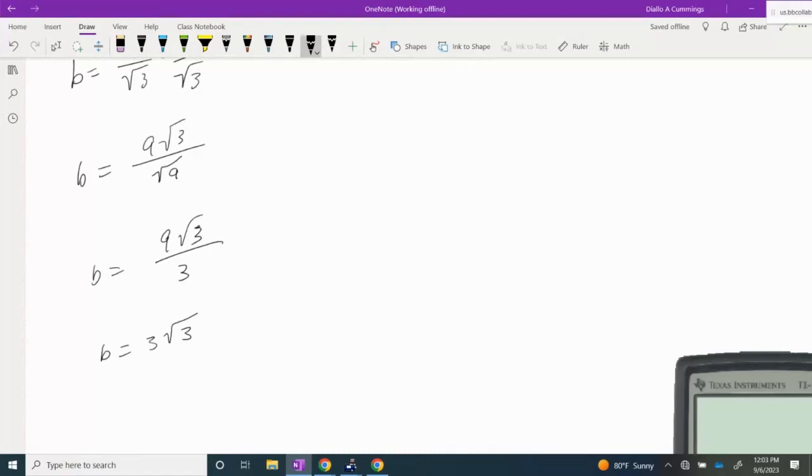Now, these 3's don't cancel because this is a 3, and this is the square root of 3, which is like 1 point something. So I can't cancel the square root of 3 and 3, but I can reduce 9 and 3. And this is what makes it long and drawn out. They don't want you to use the decimal. You got to do some rationalizing denominators and that sort of thing. But side length b should equal 3 times the square root of 3.